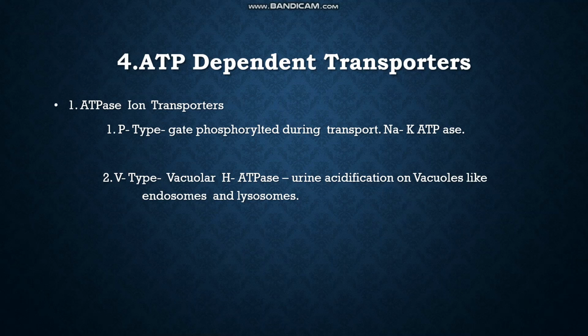Next is ATP dependent transport, which includes P-type, that is gated and phosphorylated during transport, such as the sodium potassium pump, and V-type, that is vacuolar proton ATPase.